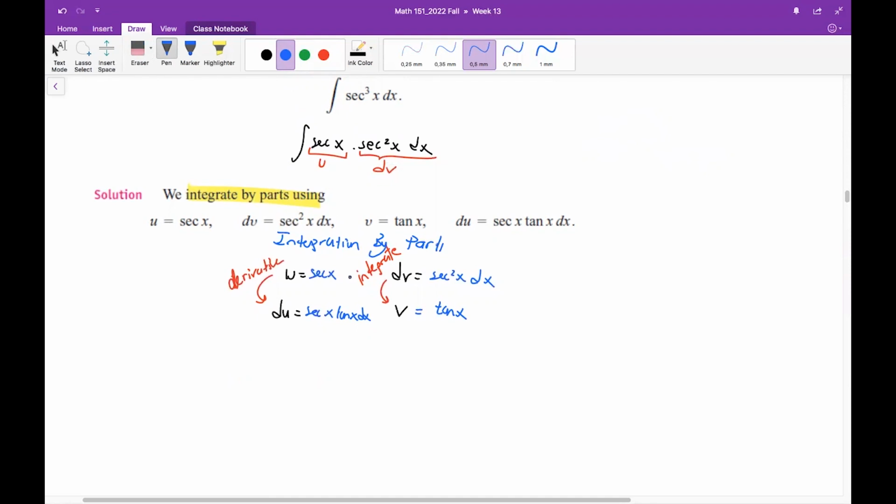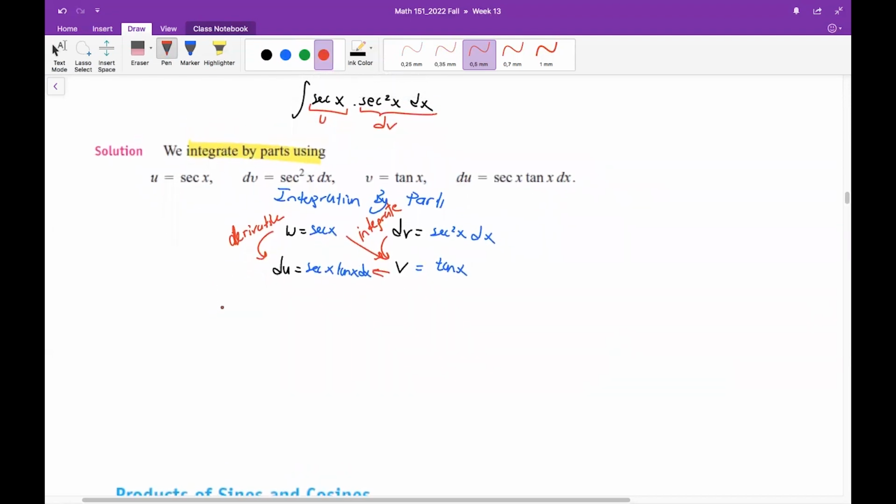So how it works, if you remember, I put these arrows here. If you follow the directions of arrows, you see what you need to write as the formula of integration by parts. So it goes like u times v, so secant x times tangent x minus integral v times du, right? So if you multiply, you get secant x times tangent square x.